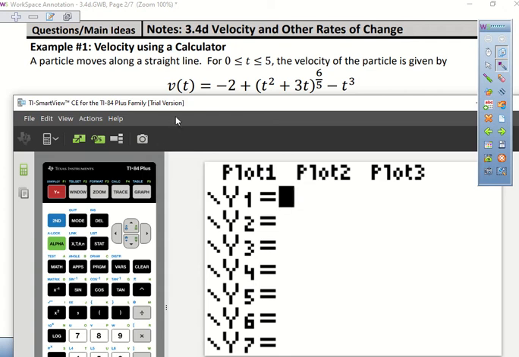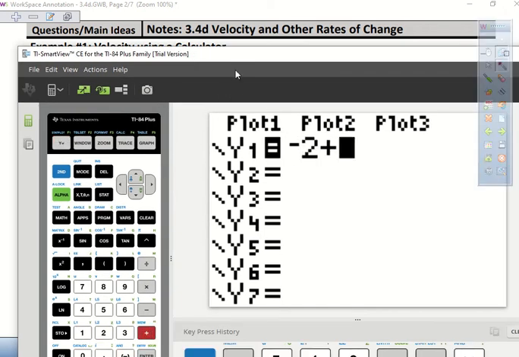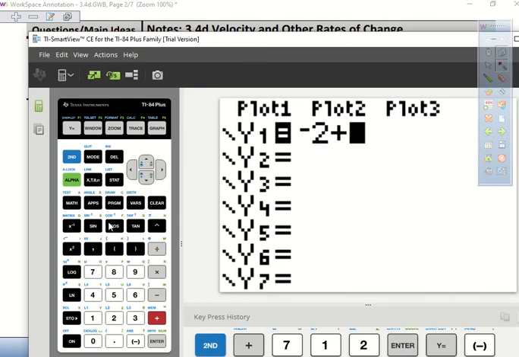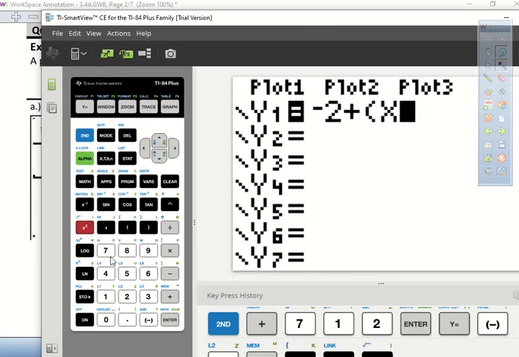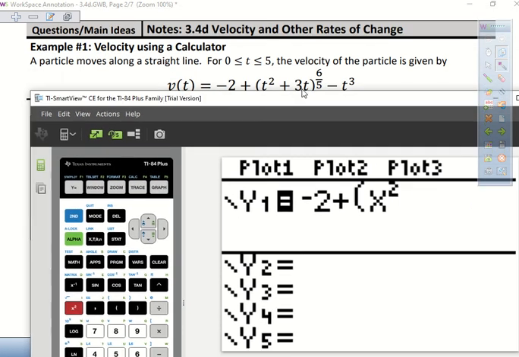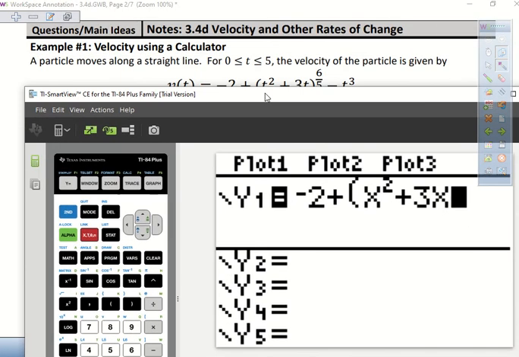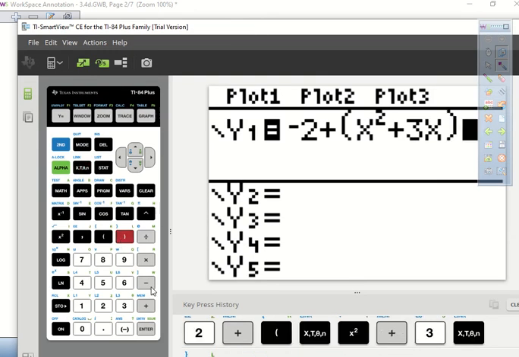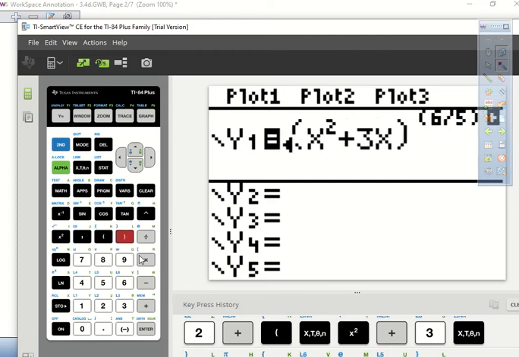So to type in the function, it's going to be -2 plus, and then parenthesis. And then you use this button right here, the one that says x, t, theta. You hit that button, and that's going to give you an x. You have to use x's instead of t's, x squared, and then plus 3x, and then close the parentheses, and then this button gives you exponent, and then parenthesis 6 divided by 5.